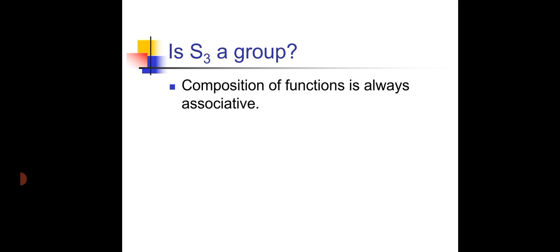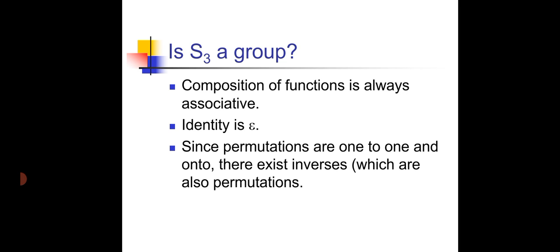We know that composition of functions is always associative. So we have already satisfied the last condition. Next we have to find the identity. What is the identity? The first permutation I stated before, 1 2 3 mapped into 1 2 3. That is the identity. Finally, since permutations are one-to-one and onto, which is the definition of a permutation, if there exists a one-to-one and onto mapping, there exists an inverse function. So S3 is a group.